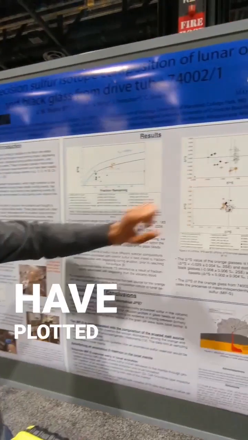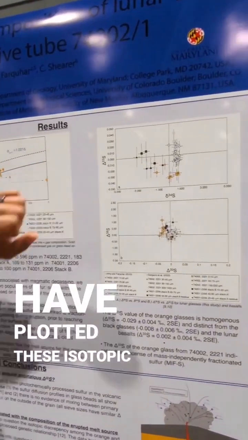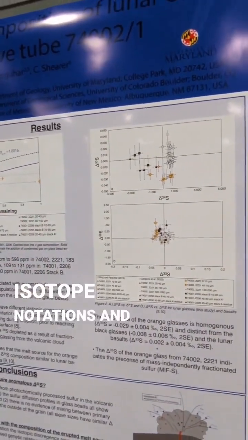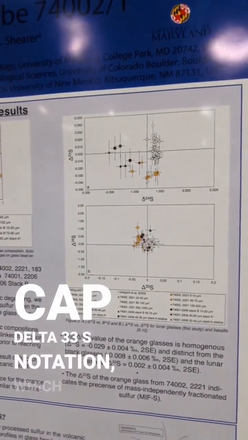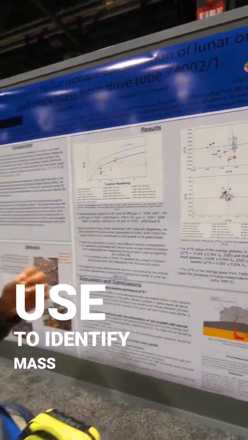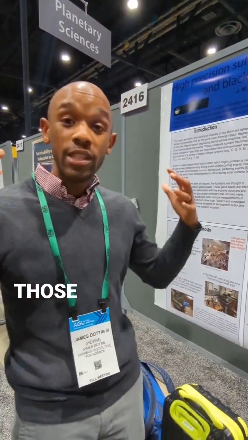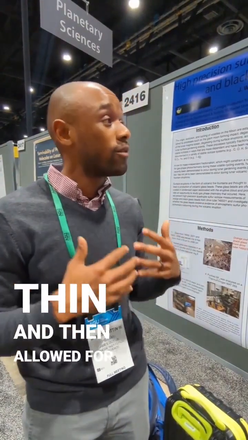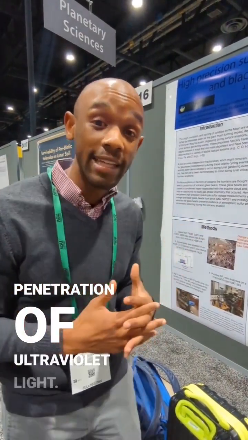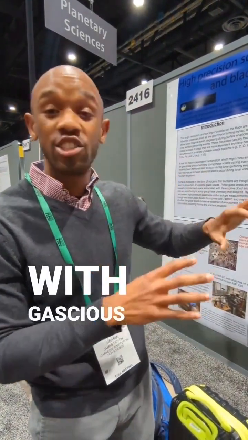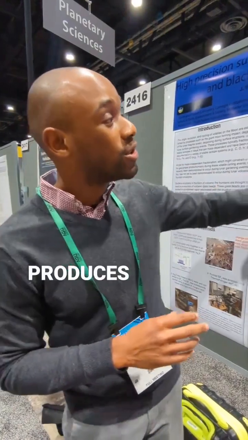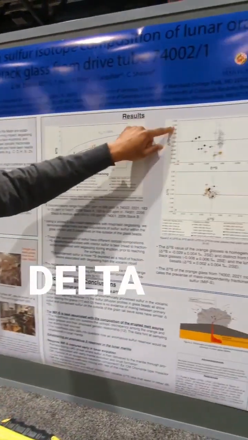Here I have plotted these sulfur isotope notations, and what's most important in this plot is this cap delta 33S notation, which we use to identify mass-independent fractionations. When we think about the earliest atmospheres of the Earth and Mars, we know that those atmospheres were optically thin and allowed for the penetration of ultraviolet light. This penetration of ultraviolet light, in interaction with gaseous sulfur molecules, produces this variability in cap delta 33S.